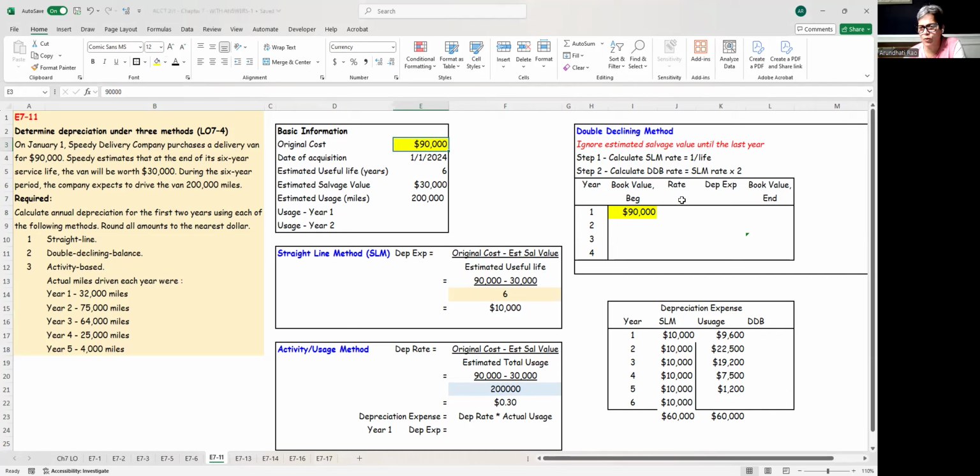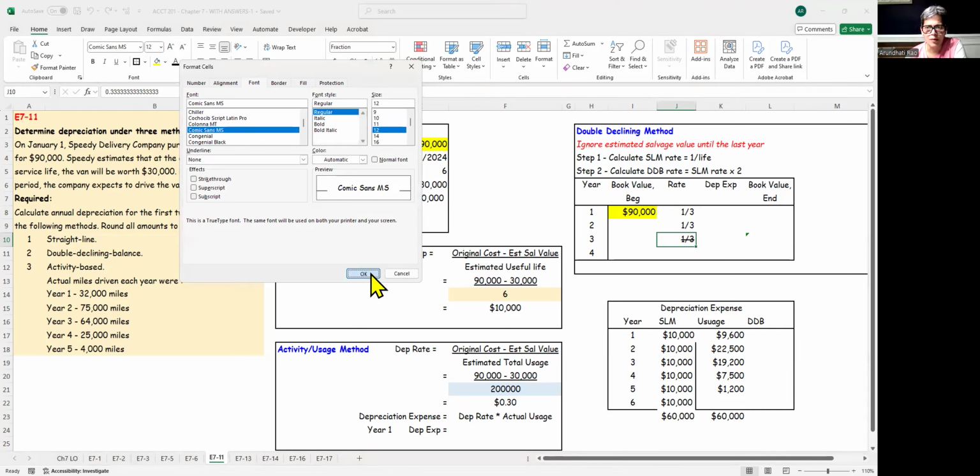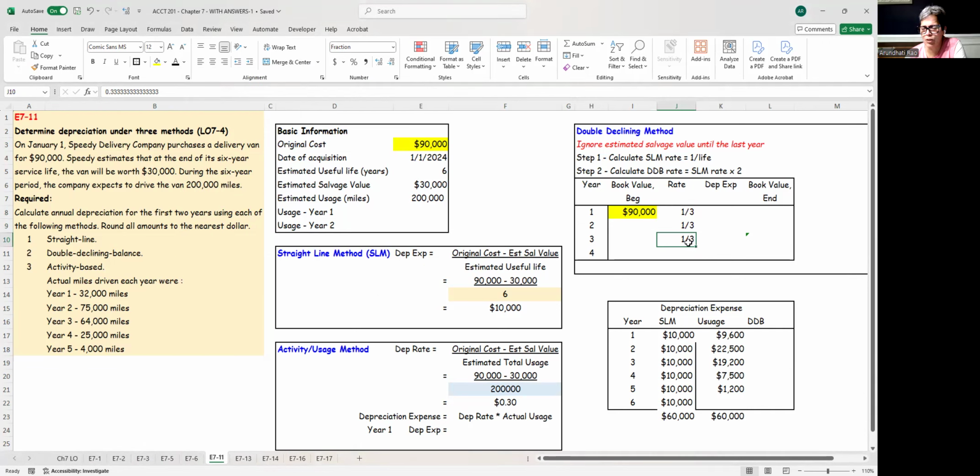I need to calculate the rate of depreciation, and here's how I do that. First, calculate the rate under the straight line method, which is basically 1 divided by life. So the life is 6 years. So straight line rate is 1 divided by 6. 1/6 each year is the depreciation. Since this is a double declining balance method, in step 2, I will multiply what I got in step 1 by 2. So 1/6 multiplied by 2 gives me 1/3. That's the depreciation rate I'm going to use. 1/3 is the depreciation per year. Okay. So I have the rate written down as 1/3.